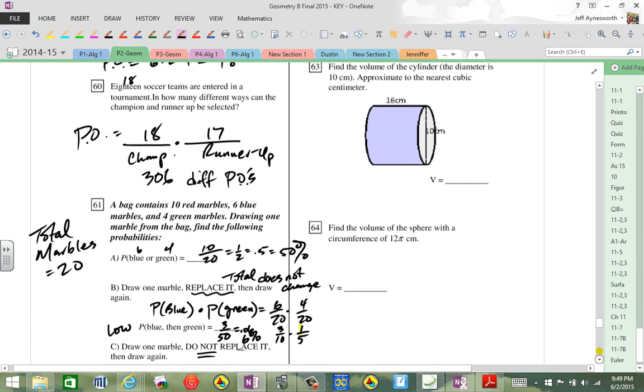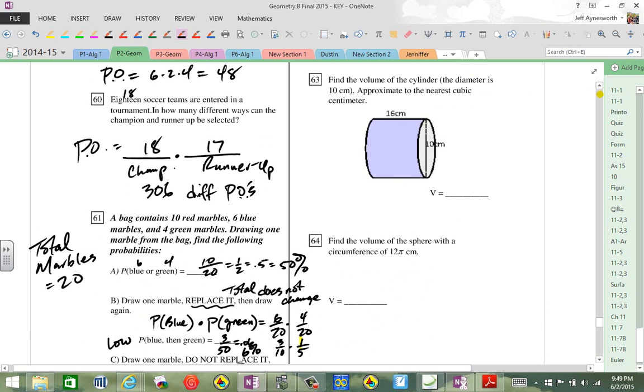Okay. Next one. Find the volume of another cylinder. Now the diameter is given. So if the diameter is 10, that means the radius here is obviously 5. So to find the base area, which is pi times radius squared, you're going to take pi times 5 squared. That's 25 pi. That's your base area.